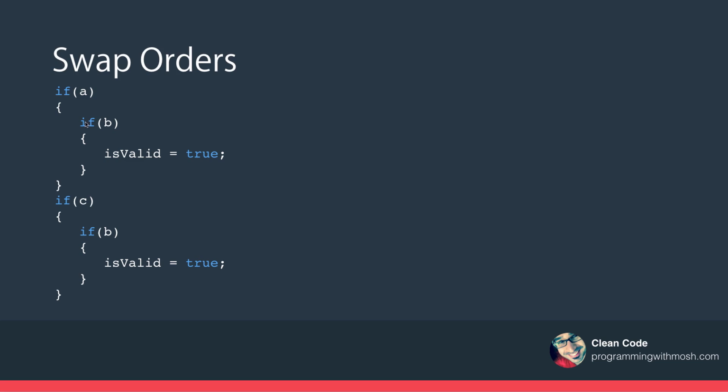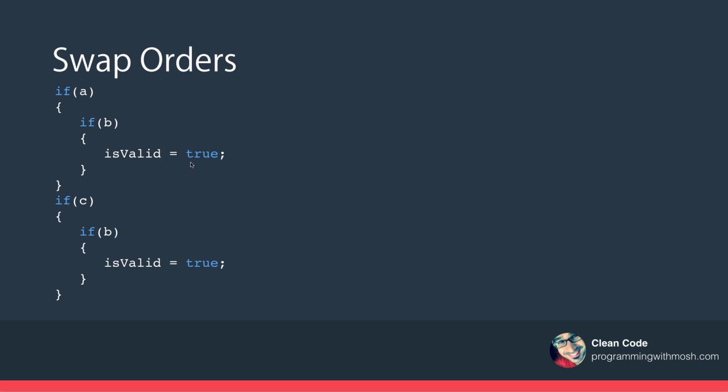If A is true, and you come here, if B is true, then isValid equals true. Otherwise, if C is true, and here we have the B condition again, then isValid equals true. So you can see in both these blocks, isValid is set to true only if B is true. So if B is not true, isValid is not going to be set to true.